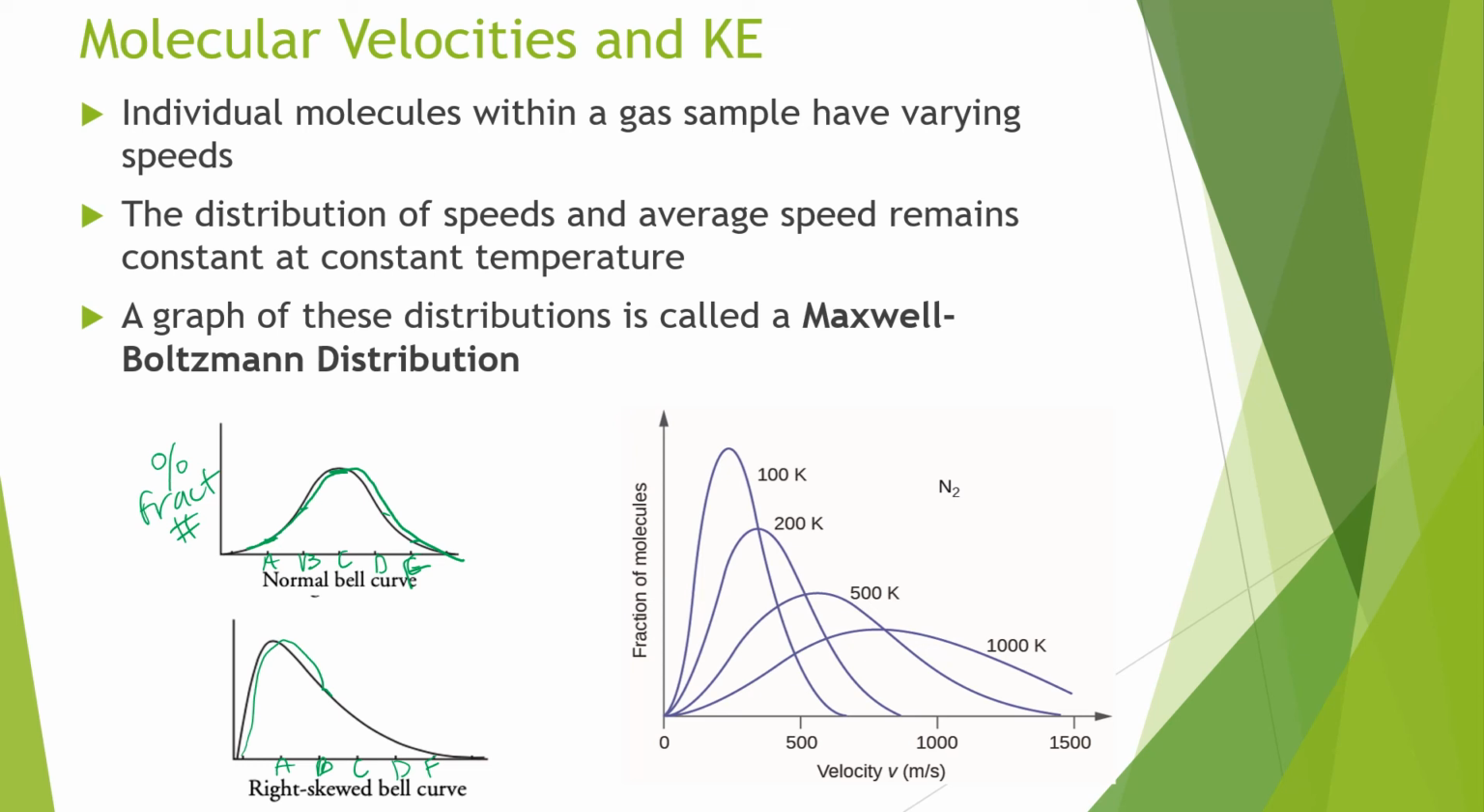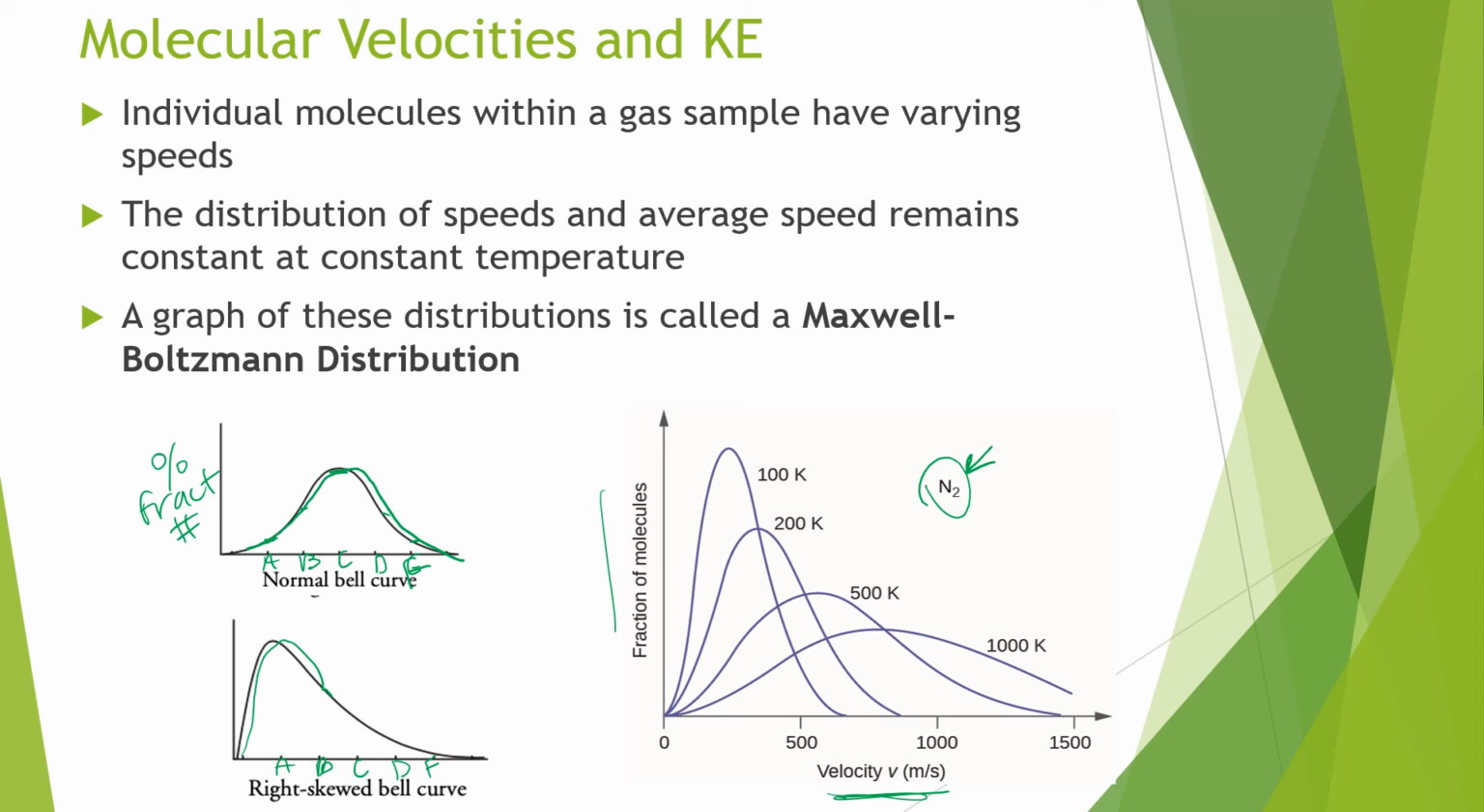So here's an example of a Maxwell-Boltzmann distribution for nitrogen. You'll notice that all of these are nitrogen. Down here, it's showing our velocity. So for gases, that's always basically going to be our x-axis, and y is going to be fraction of molecules. For this one, we have the same substance every time, but we're changing the temperature. And what you'll notice is that the curve is flattening as we increase the temperature.